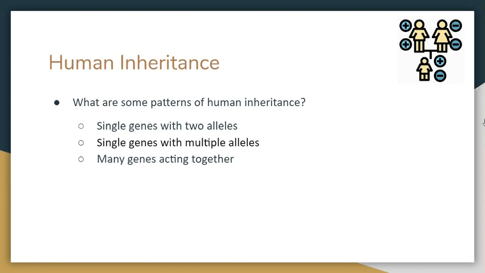The first lesson question for human inheritance is, what are some patterns of human inheritance? The first section is called single gene with 2 alleles. That was the dimpled chin. That was the connected earlobe. Then there's single gene, but multiple alleles in that gene. That would be blood type. Let's talk about that one now.